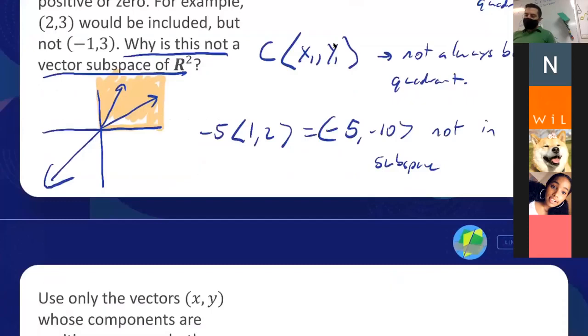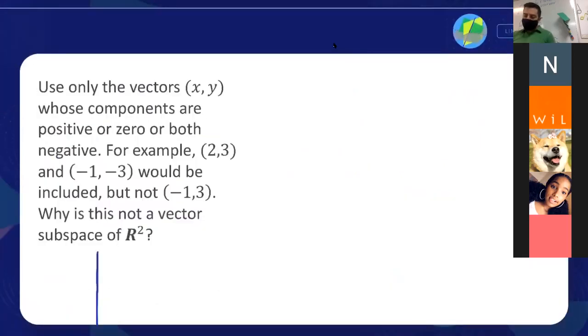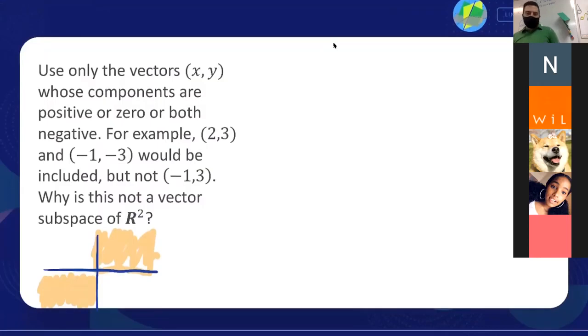Okay, so what if we included the other space as well? What if we said, okay, well, we'll take stuff from up here and we'll take stuff from down here? Why is that still not a space? Well, I now added in the thing that was causing the trouble. Well, think what would happen. Are there any vectors from up here and down here that I could add together that won't give you more vectors in one of those two quadrants? Well, sure there are. Oh, sorry. It has to be that vectors are both positive or zero, or both negative.